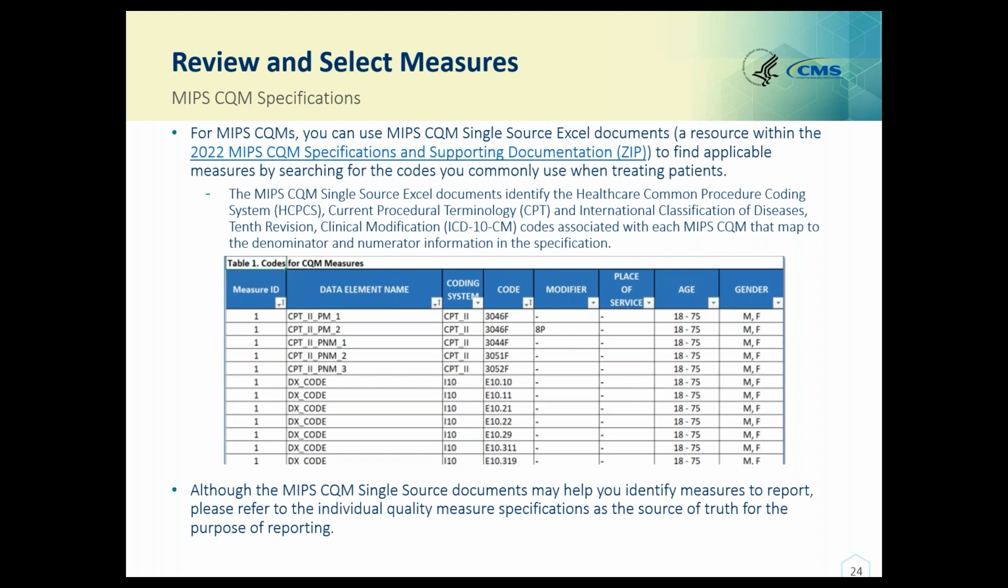The measure ID corresponds to the quality measure ID, or measure number. You can then review the measure specifications to determine if it's a good fit for your group or virtual group. Please note that there are 3 separate single source documents within the 2022 CQM support documents. If using the single source to determine which measures are applicable, we recommend utilizing all 3 documents. If you need assistance determining which MIPS CQMs may be applicable, please reach out to the Quality Payment Program Service Center at qpp@cms.hhs.gov. Next slide, please.